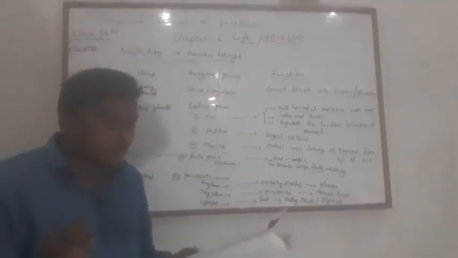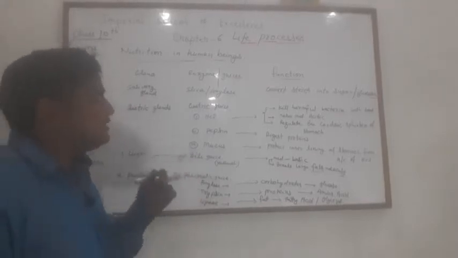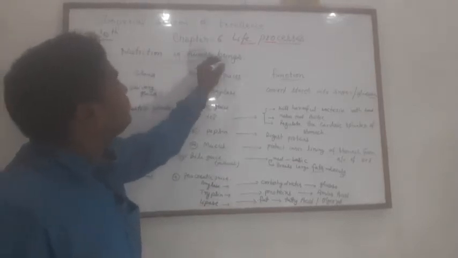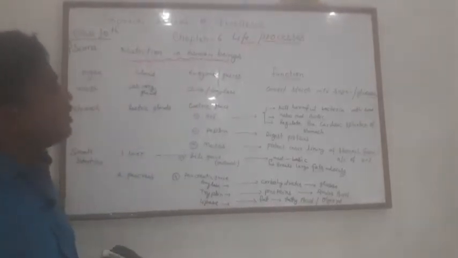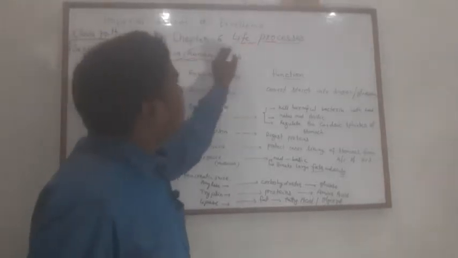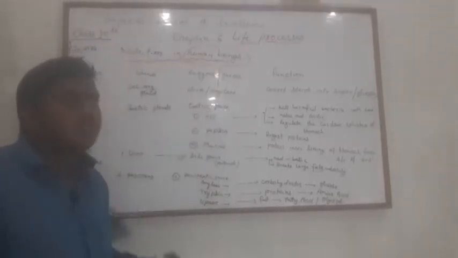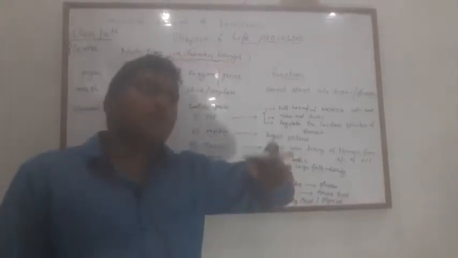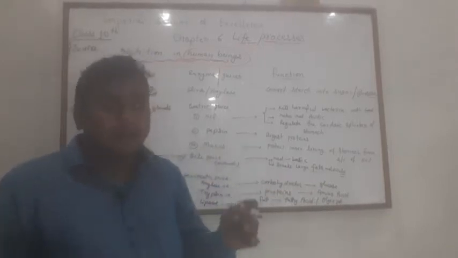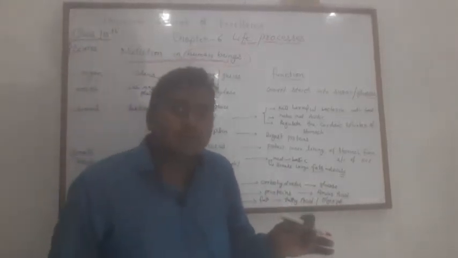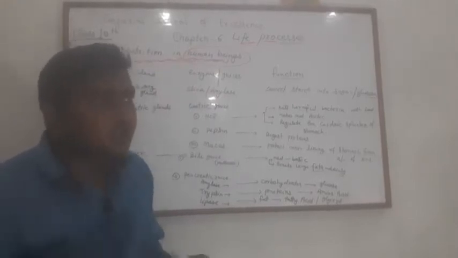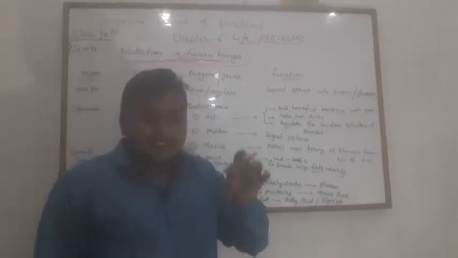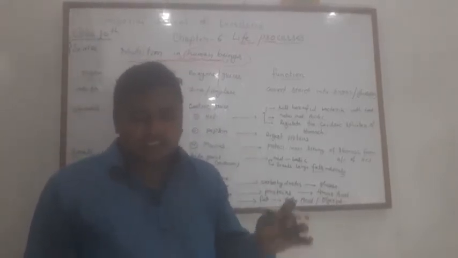So in holozoic nutrition, what are the steps? Today we have to study nutrition in human beings. In human beings the type of nutrition is holozoic nutrition. Of course it is a heterotrophic nutrition, but in heterotrophic it is a kind of holozoic nutrition. In holozoic nutrition, the whole food gets inserted. Our organism takes the whole food and then digests it into smaller particles with the enzymes.